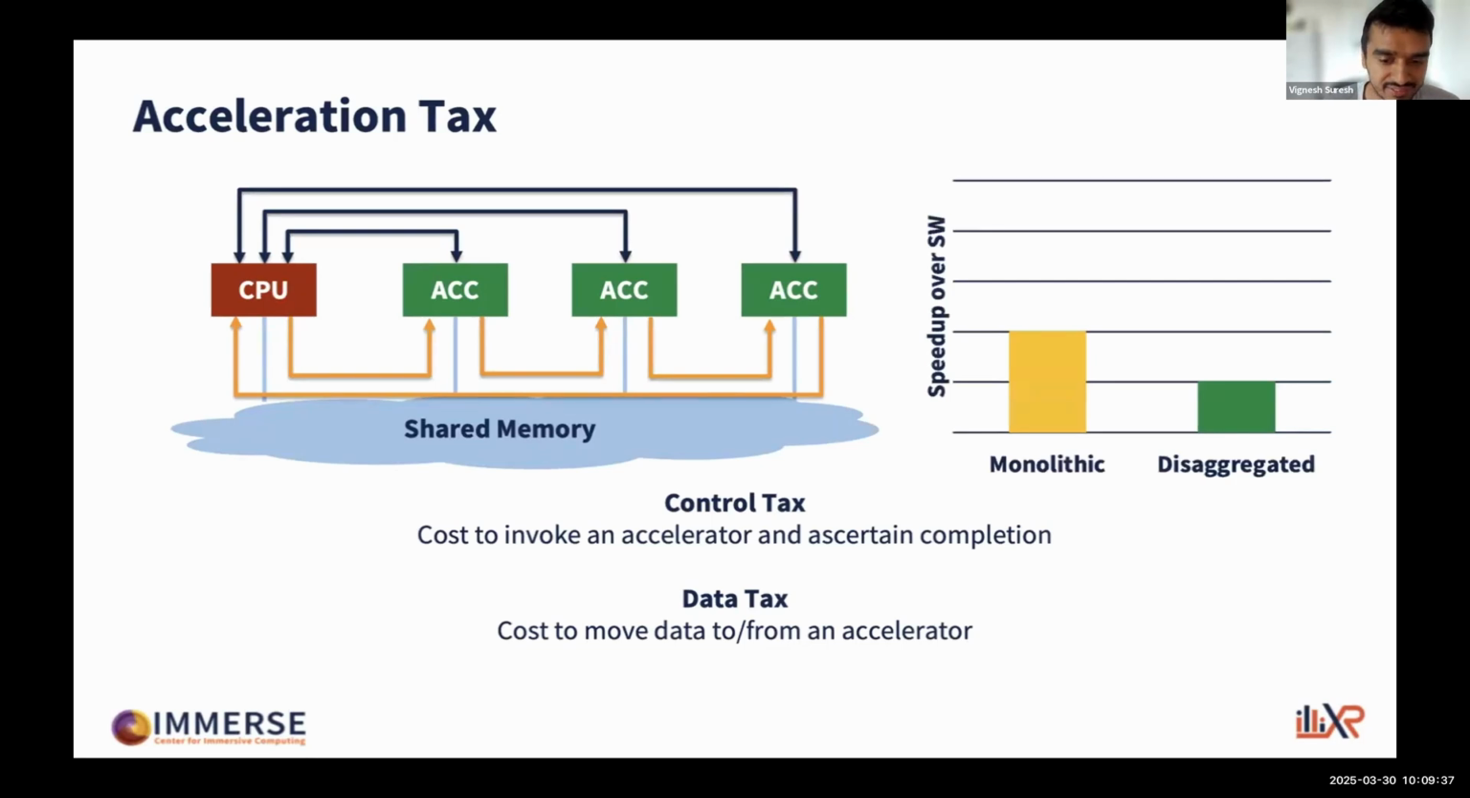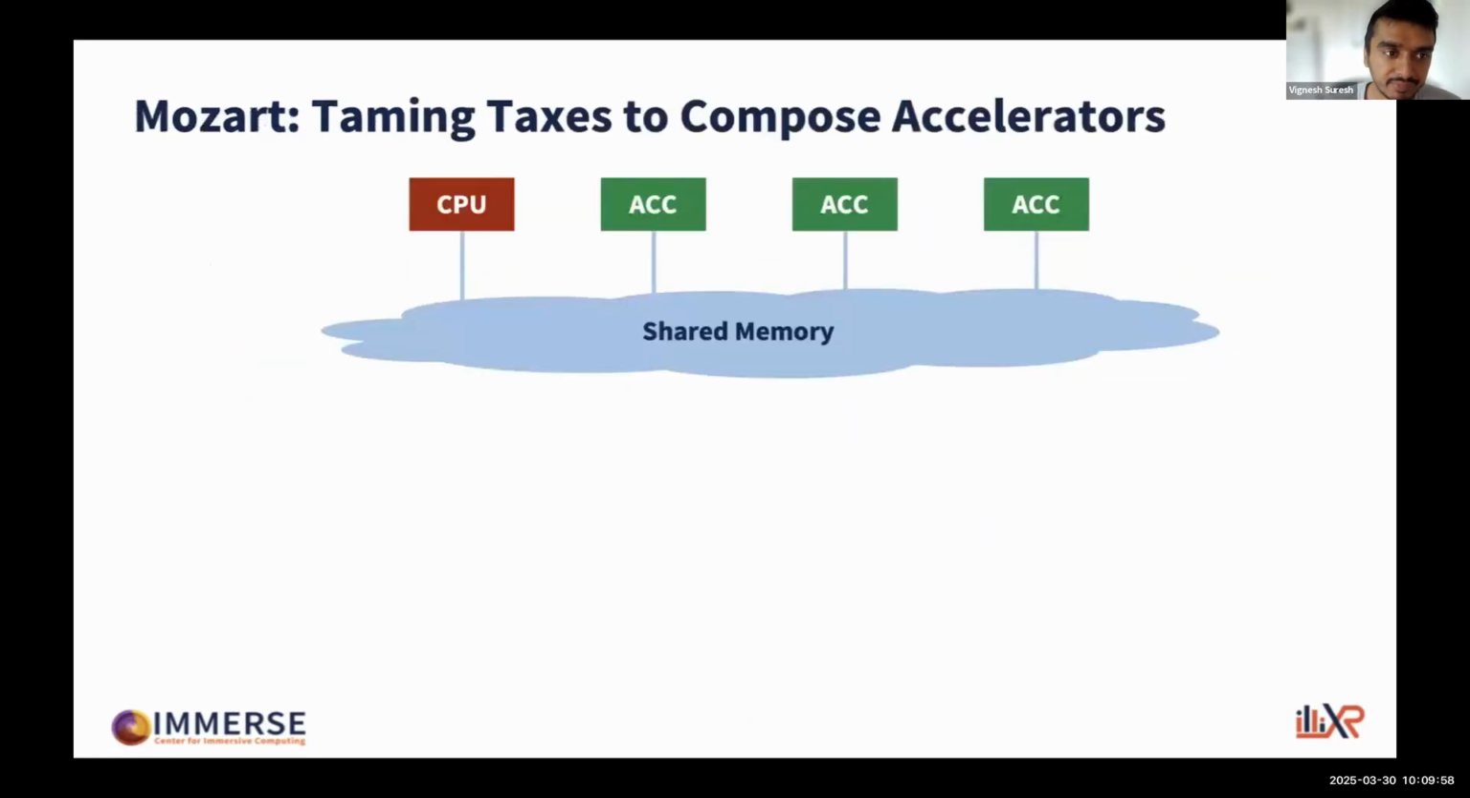What we desire is an ideal architecture that not only closes this performance gap between a monolithic and a disaggregated accelerator system, but can also improve the performance of both systems. We can achieve such an architecture by taming the acceleration taxes in a more decentralized fashion. So how do we achieve that? I introduce our work Mozart, which is a novel SoC architecture that leverages an optimized shared memory interface to integrate accelerators.